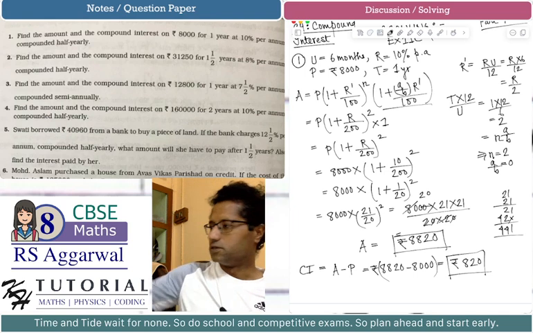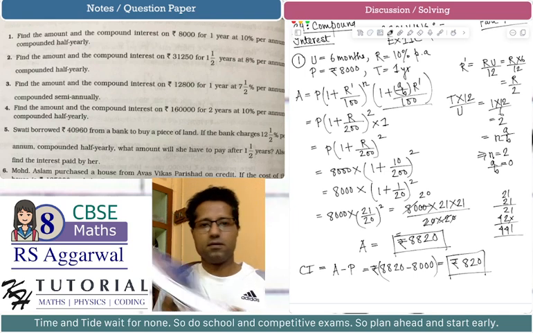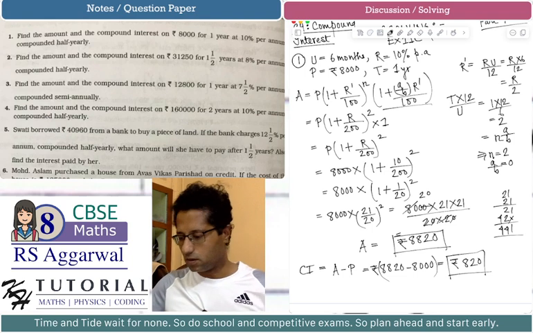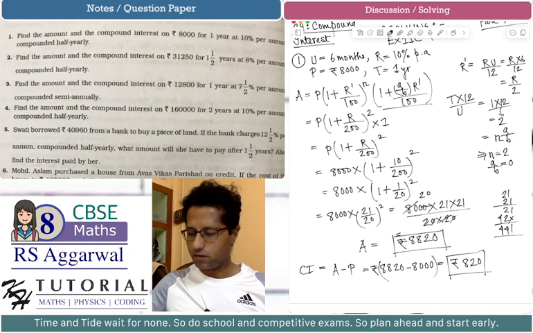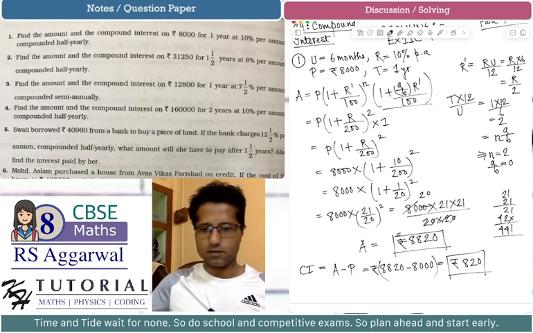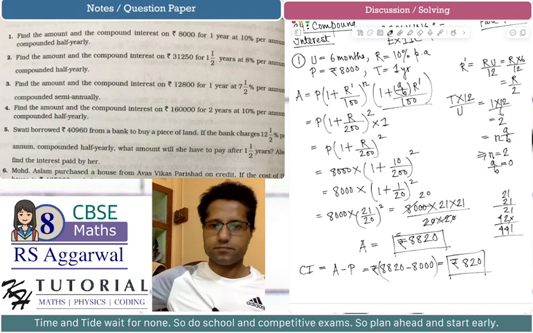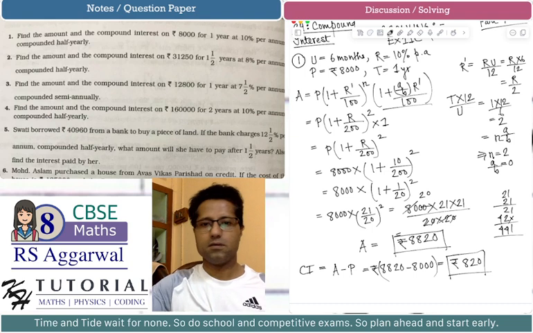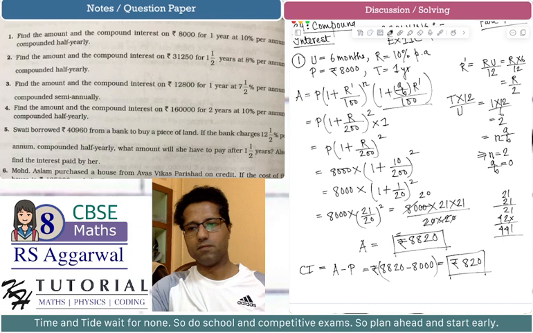So I will quickly check whether the answers are correct or not. It is essential that you must always check whether the answers are correct or not to verify whether you are doing any kind of calculation mistakes or not. So 8820 and 820 is the correct answer. Okay, let's do problem number 2.